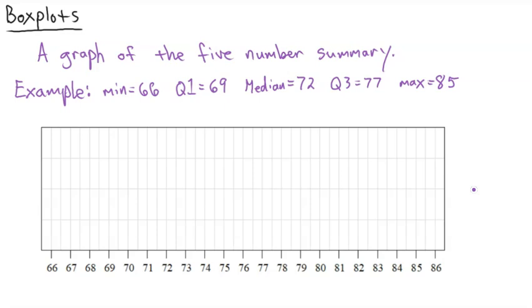Then we're going to mark our 5-number summary. So we've got 66, that's right here. Here's our minimum, 66. Then 69, that is our quarter one. Okay, so we'll put quarter one here, min here. Our median is 72, that's right here. Okay, median. Quarter 3 is 77, that's right over here. That's quarter 3. And then our maximum is 85, which is all the way over here.